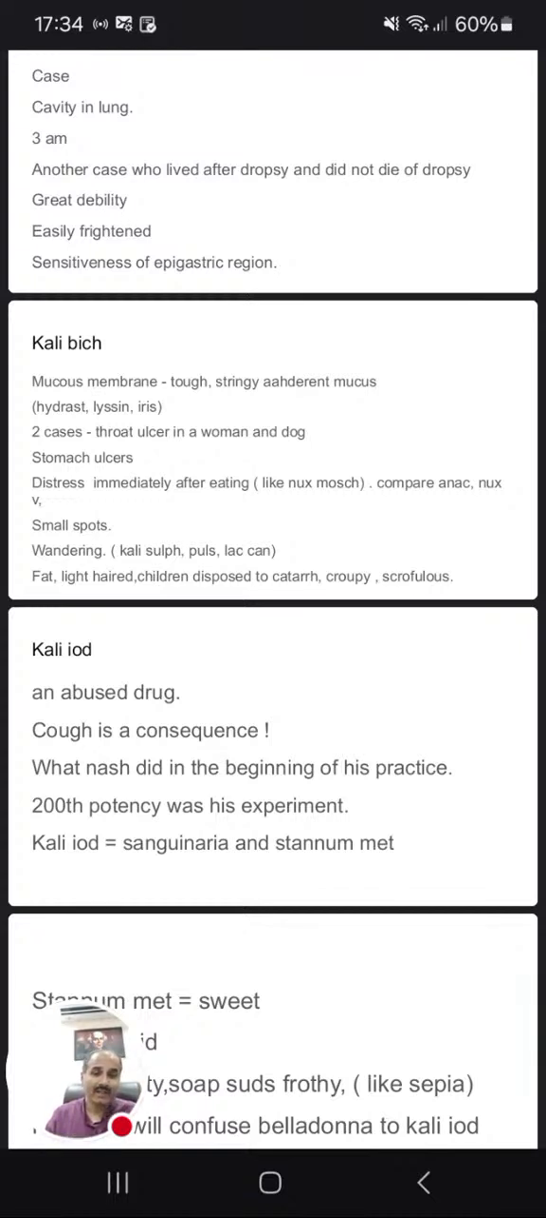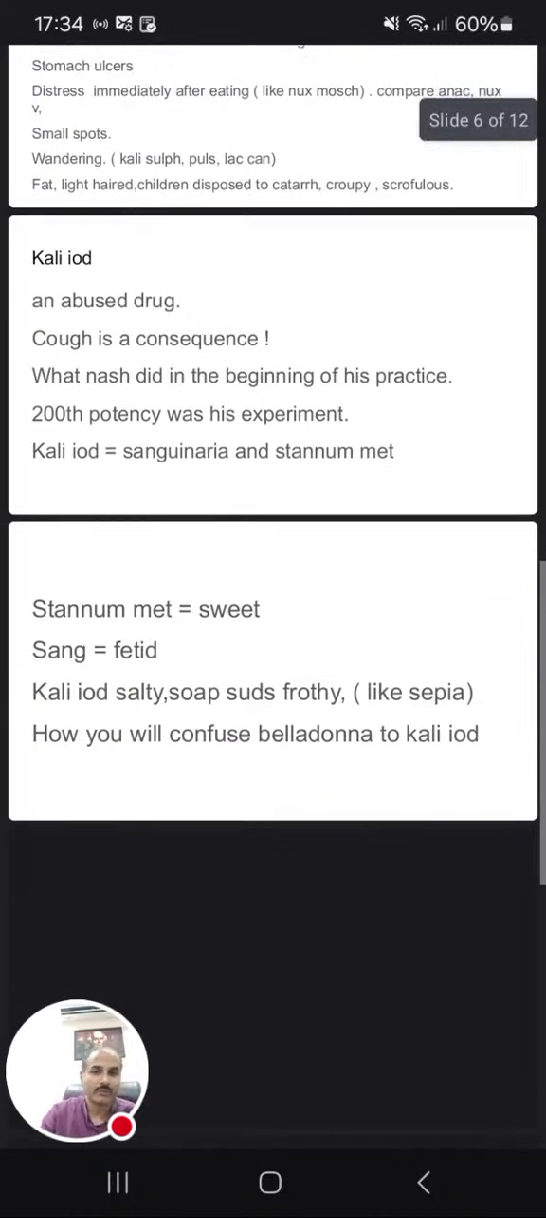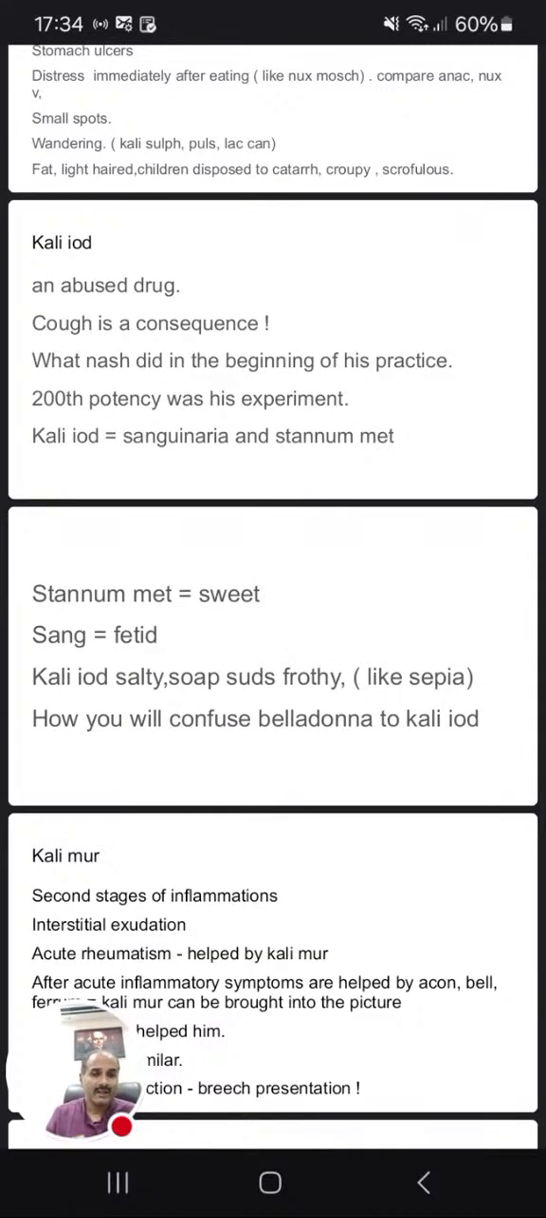He compares Kali iode with sanguinaria and stannum met, especially in cases of expectoration. For example, he gives that stannum met will have sweet expectorations, sanguinaria will have fetid expectorations and odor, whereas Kali iode will have frothy or soap-suds-like expectorations, which is almost like sepia as a discharge, you see.